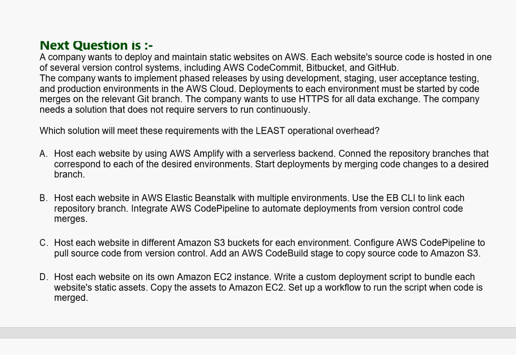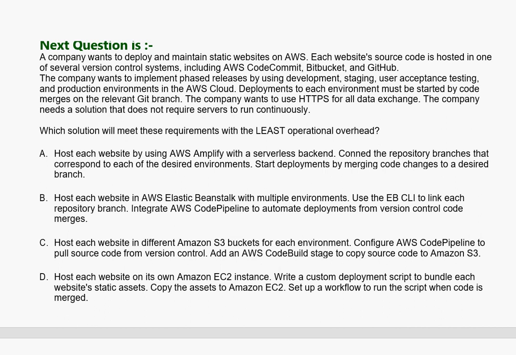Deployments to each environment must be started by code merges on the relevant Git branch. The company wants to use HTTPS for all data exchange. The company needs a solution that does not require servers to run continuously. Which solution will meet these requirements with the least operational overhead?